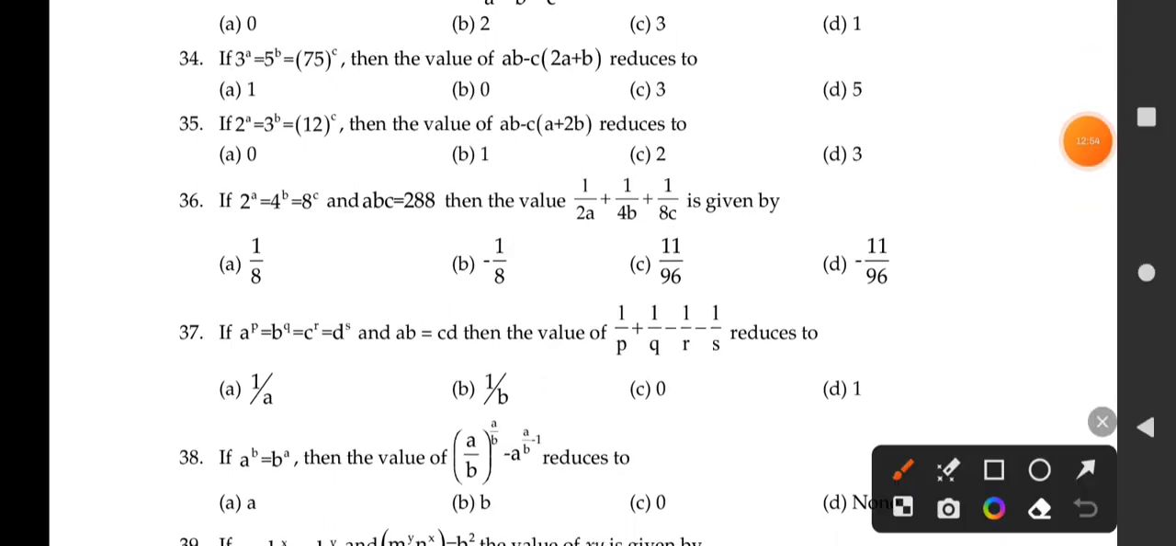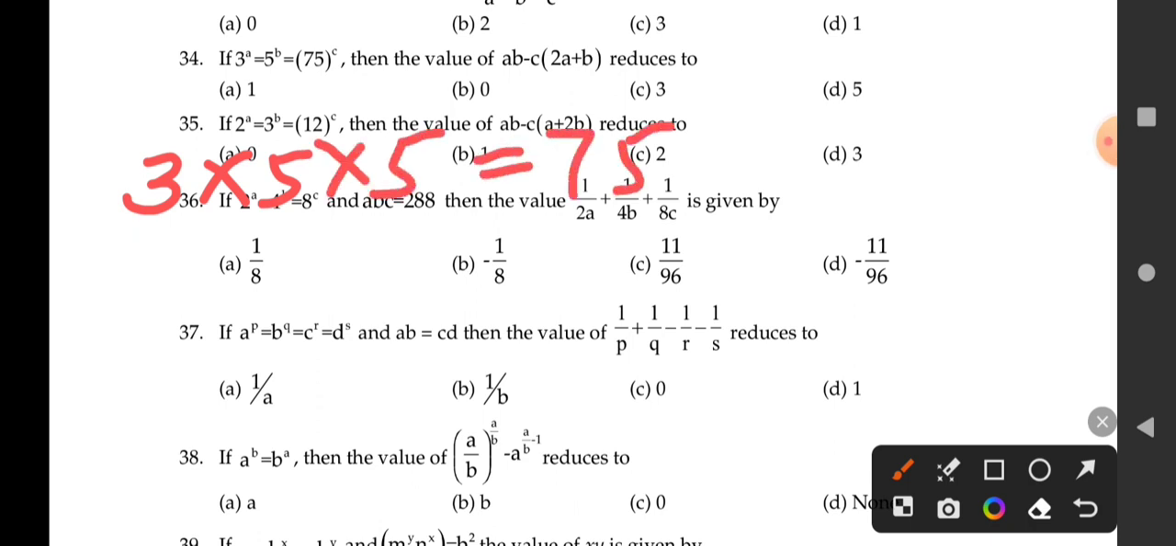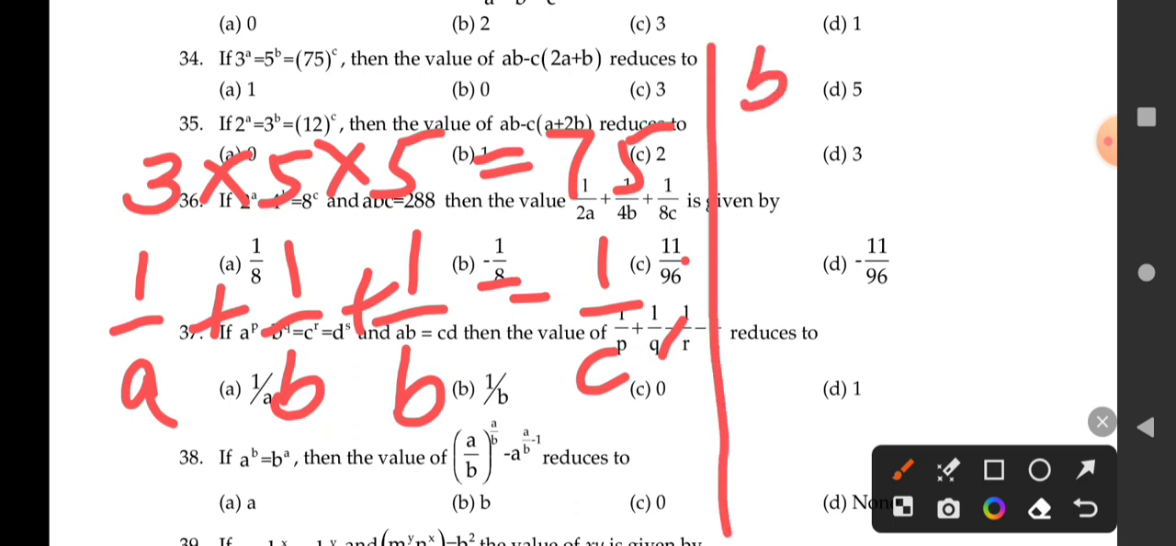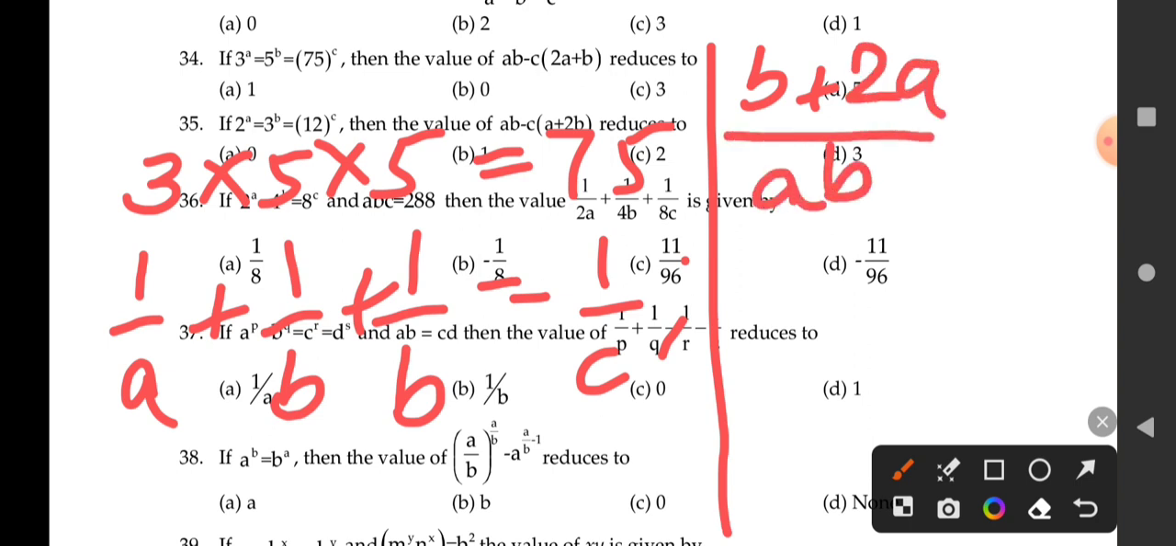Similarly, question number 34, we have 3 into 5 into 5 is 75. Correct? So we have 1 by a plus 1 by b plus 1 by b is equal to 1 by c. Let us simplify this. So this is 2 by b. So we have b plus 2a divided by ab equals 1 by c.